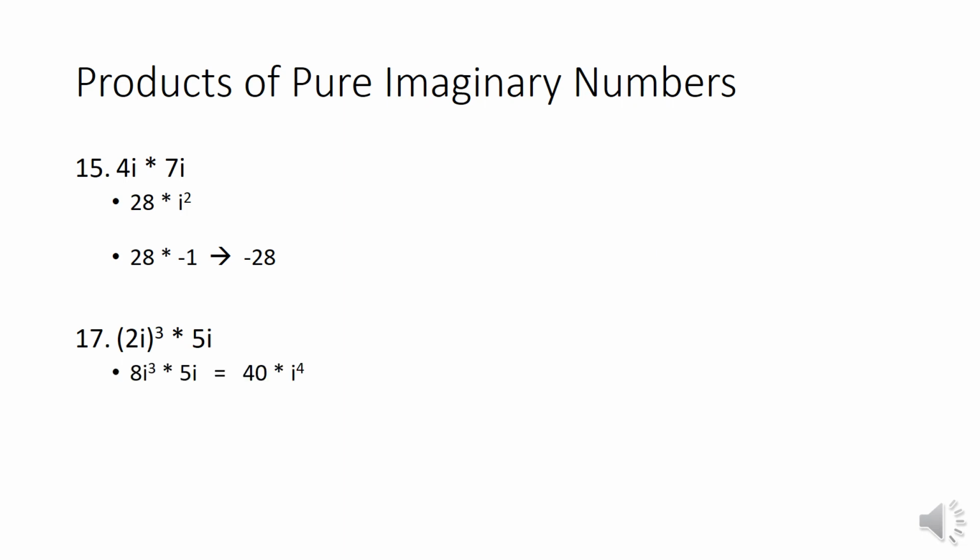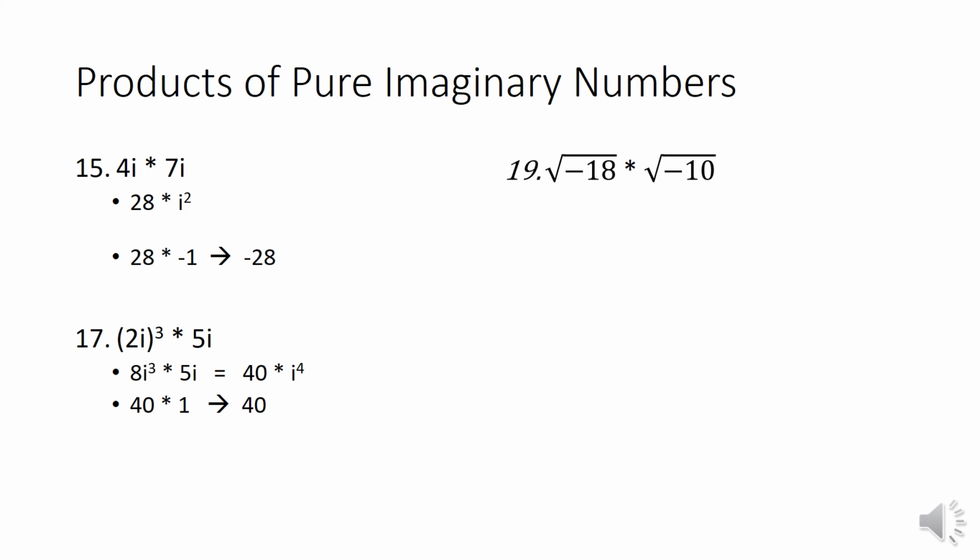So we have 8i cubed times 5i. And so that's just going to be 40 times i to the 4th power. Now what is i to the 4th power? We know from our powers of i that that's equal to 1. So the product here is just going to be 40.